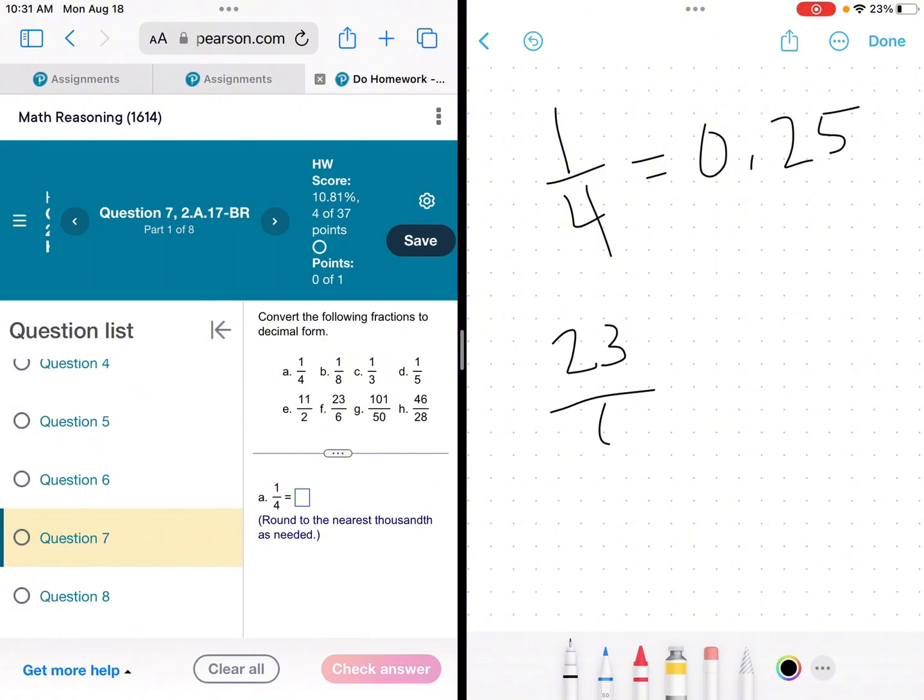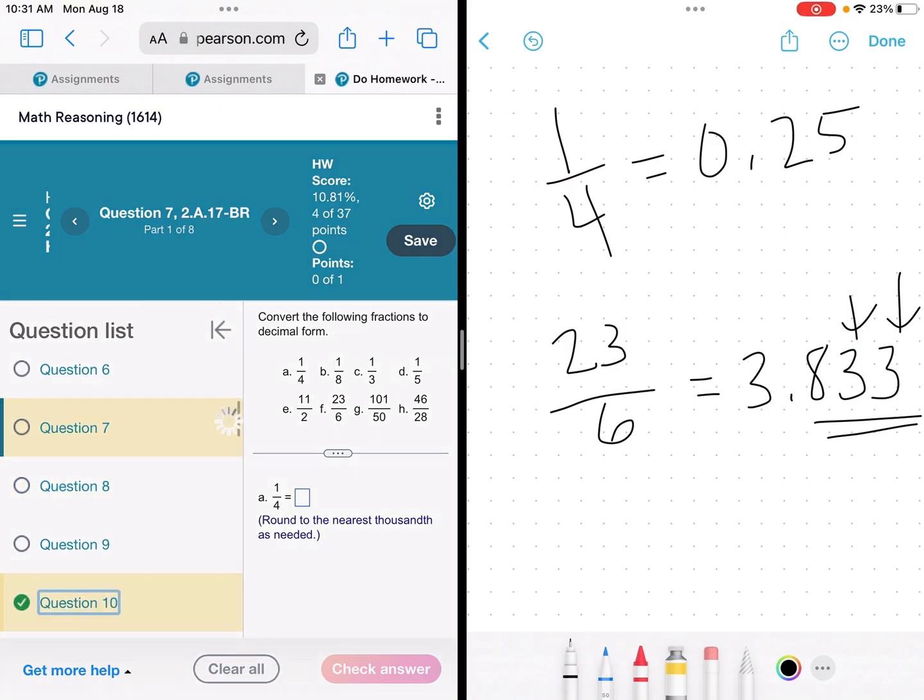23 divided by 6. Go to your calculator, divide that out. You get 3.8333 and it keeps repeating. So pay attention to how it wants you to round it when you type in your answer. It might have you round it here. It might let you go all the way out.